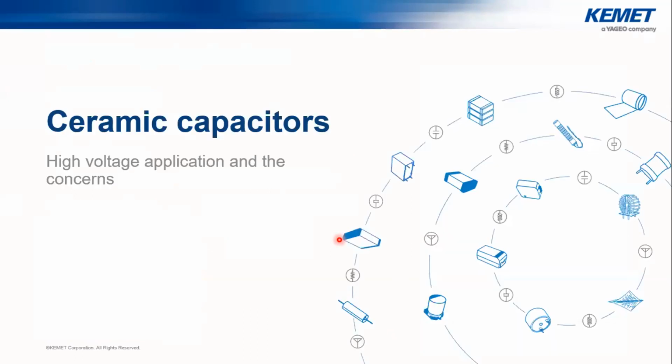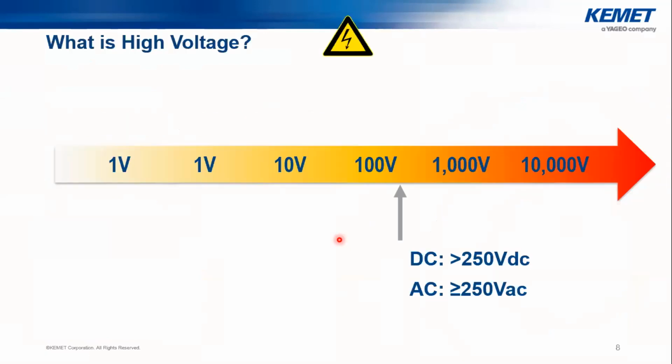When it comes to ceramic capacitors, high voltage can have different meanings in different contexts. Here I consider voltages above 250 V DC or AC for a passive component or capacitor.